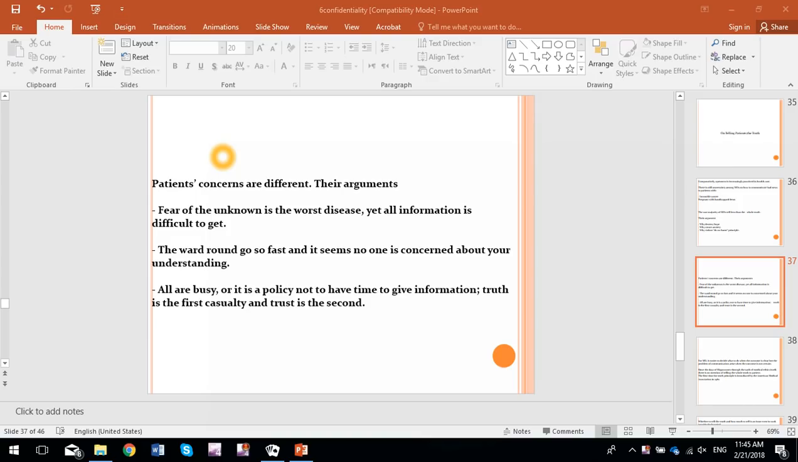And in this case, if by not getting all the information, by moving so fast during the ward round, by looking so busy, what is the end of it? The patients say that the truth is the first casualty. The first victim is the truth, because they don't know it. And if the truth is the first casualty, it means trust will be the second casualty, and therefore we lose trust in the medical profession.